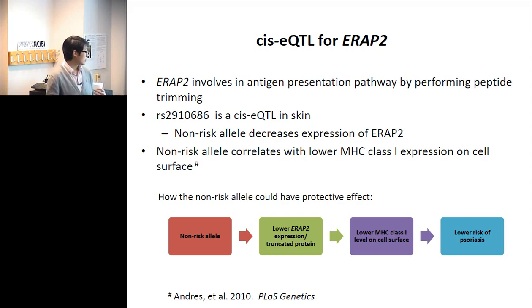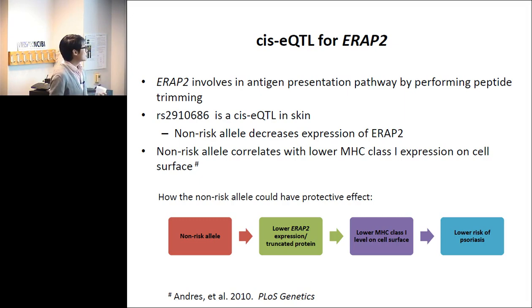Again, the no-risk allele lowers the ERAP2 expression by causing nonsense-mediated decay, and then causing lower MHC class 1 level on the cell surface. And because this is an autoimmune disease, lower MHC class 1 may cause a low risk of psoriasis. Okay, so this work is really nice from a post-GWAS publication.